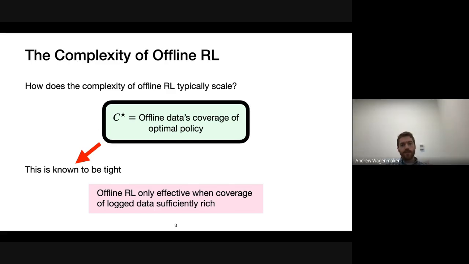But this is not necessarily always the case, right? We might have scenarios where we have a large amount of log data, and maybe this data contains some amount of useful information, but it doesn't actually cover perhaps the optimal policy, or it only covers part of the optimal policy. In these settings, the offline RL results we have would essentially tell us that offline RL is not able to give us an effective policy. And furthermore, this is actually known to be tight.